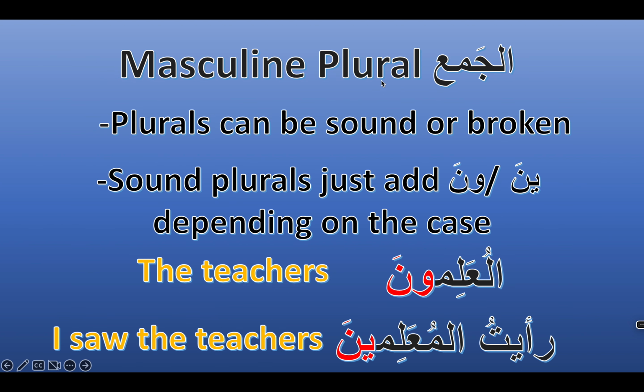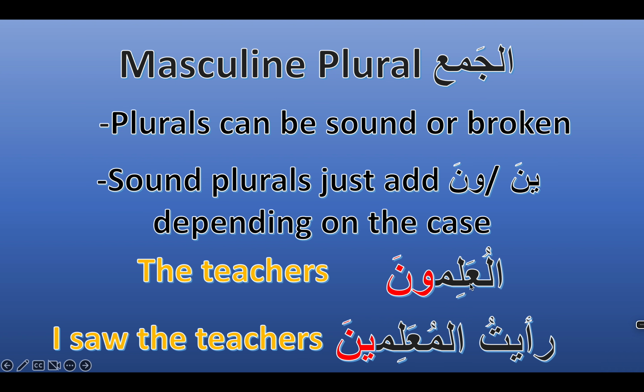Right, to make the plural of masculine nouns, there are two ways. Plural in Arabic is jam'. So plurals can be either sound or broken. A sound plural, jam' salim, is very simple to make. Like in English, dog, we add an S, dogs. So the word dog stays the same and we add an S. This is the same in Arabic. We either add the suffix una or ina, depending on the case. Now we'll see more about cases in another video.